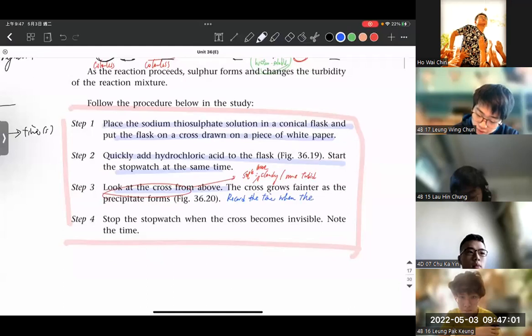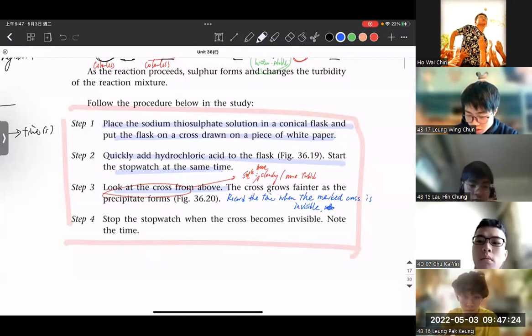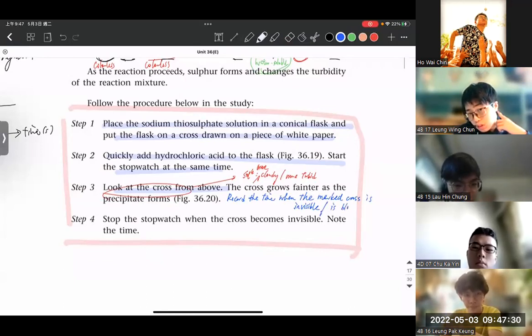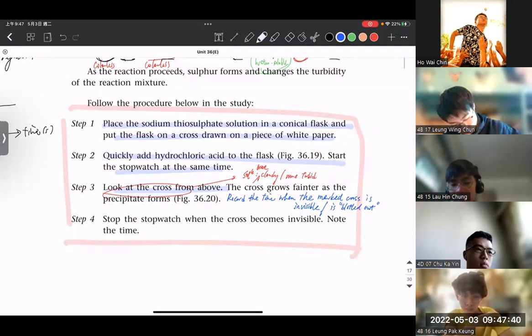When the marked cross is invisible, or you will use the word "blotted out" when the cross is blotted out. Blotted out, which means totally covered by something. B-L-O-T-T-E-D, blotted out. It's covered by something. Covered by what? Covered by the water-insoluble sulfur.